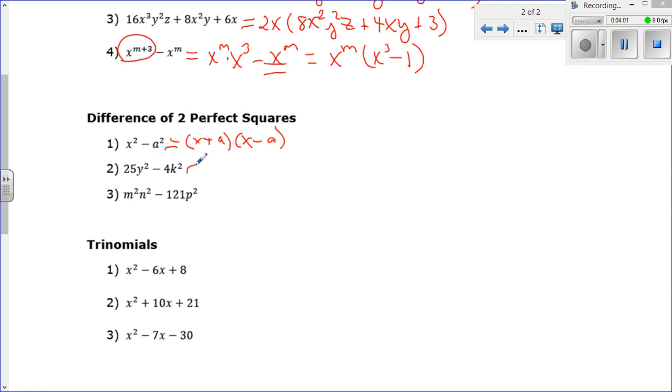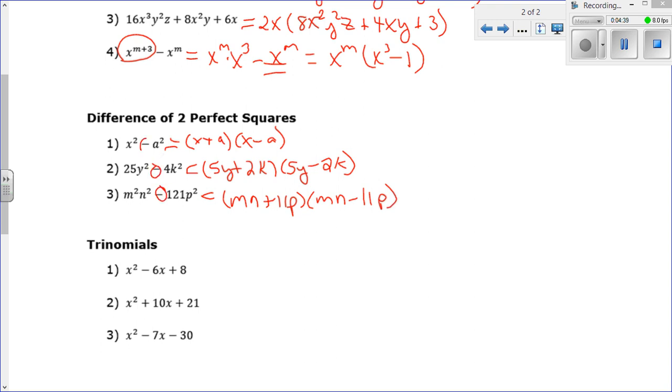For number 2, it's going to be 5y plus 2k and 5y minus 2k. For number 3, I'm going to have mn plus 11p and mn minus 11p. When you're doing the difference of two perfect squares, please, please, please make sure that you have a minus sign. If that's a plus sign, it doesn't work.